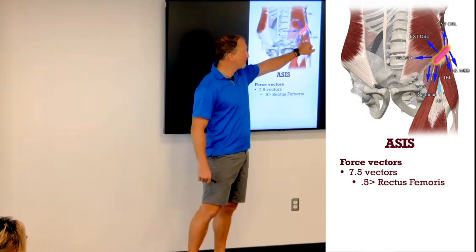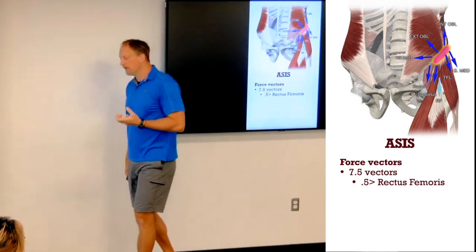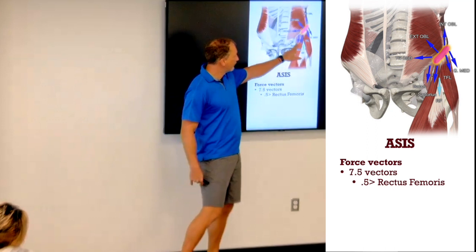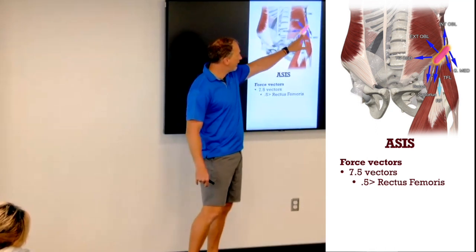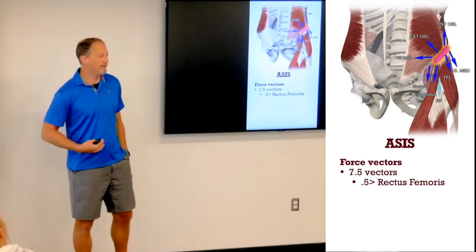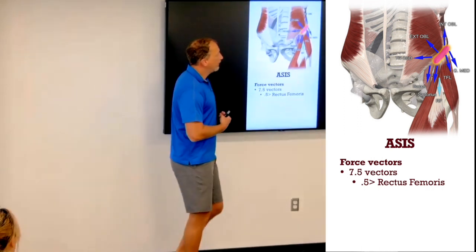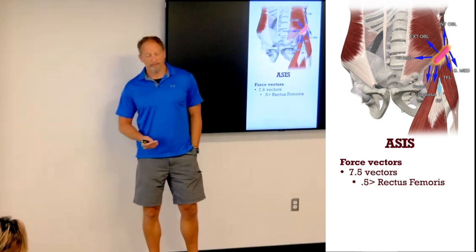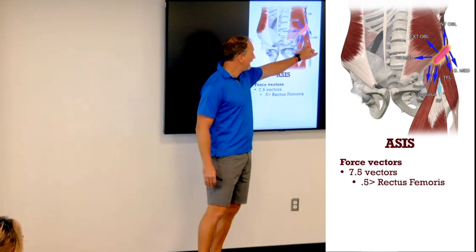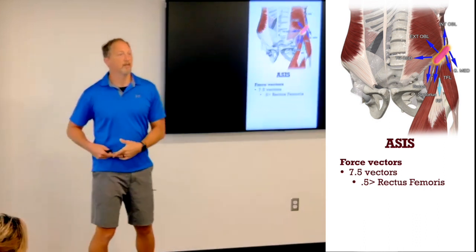It's not a direct attachment to the ASIS, but because of its line of pull, it does have a heavy influence in that area. So because of the number of muscles that attach into this area, if we look at the line of pull, that area is exposed to all kinds of different stresses, pulling it in a lot of different directions. So just from a consideration standpoint, if you have any trigger points in any of these muscles, one of the things we have to consider is the ASIS.